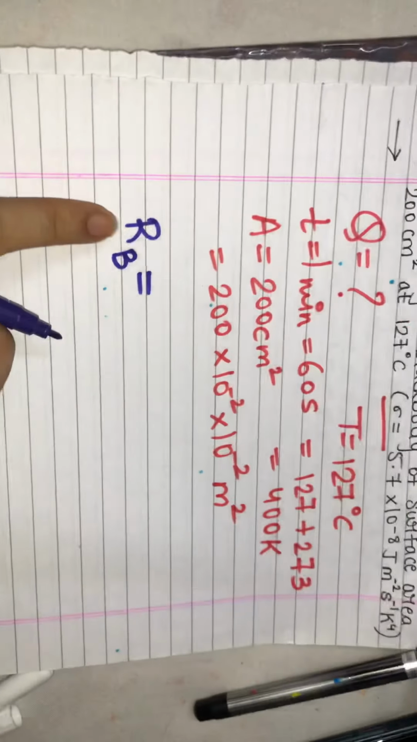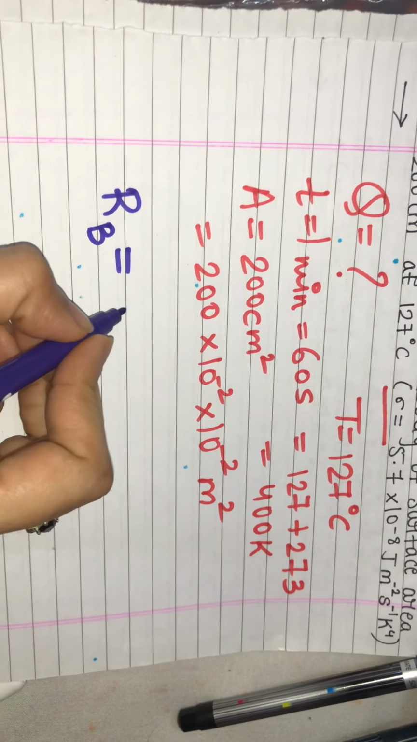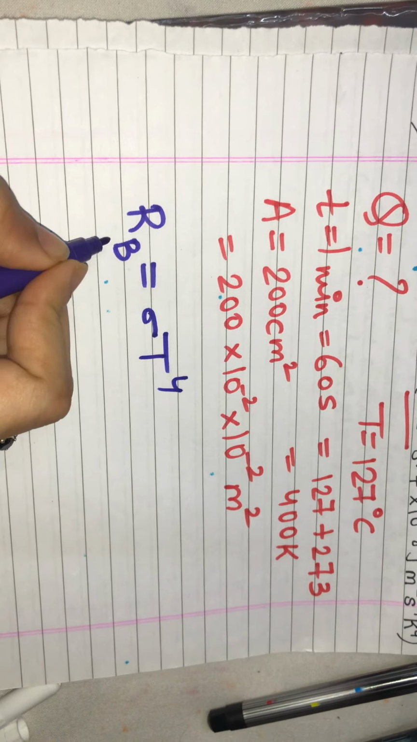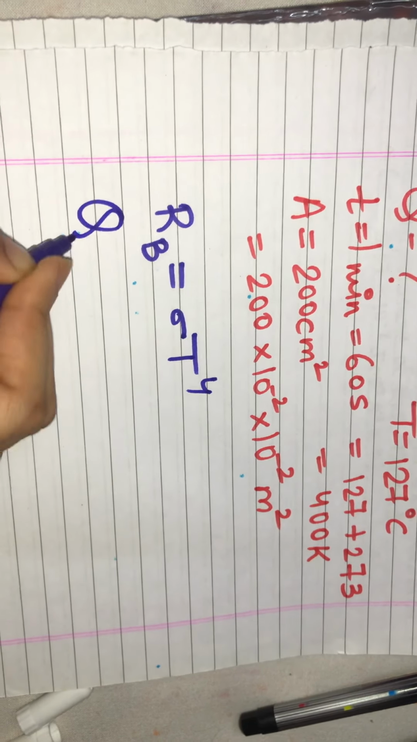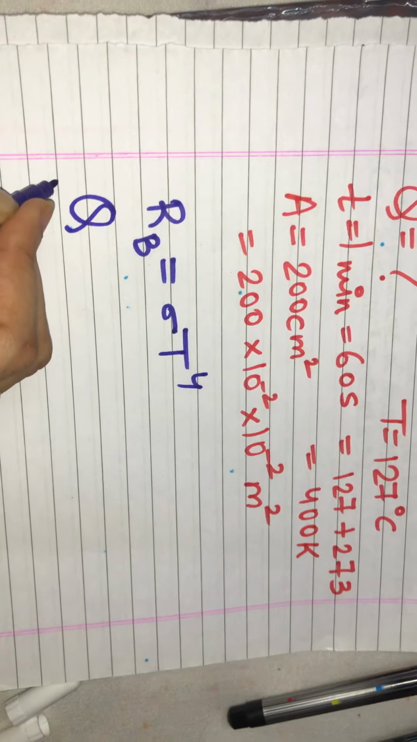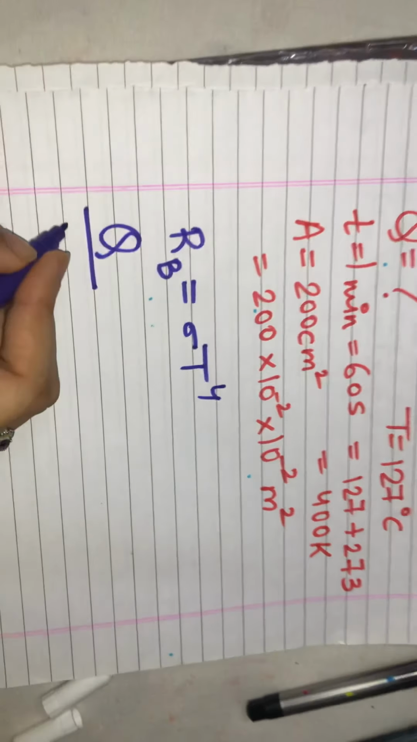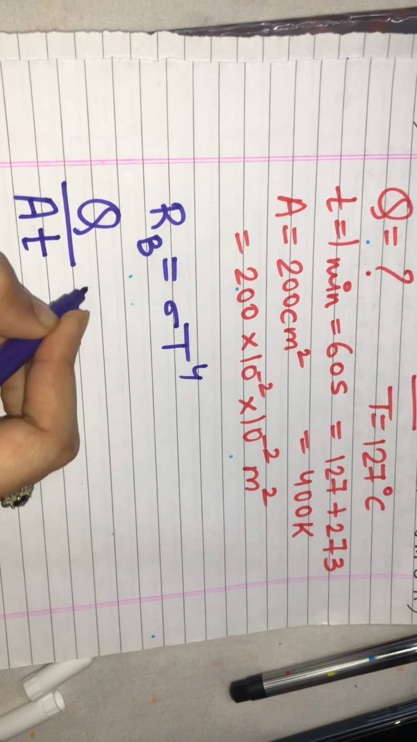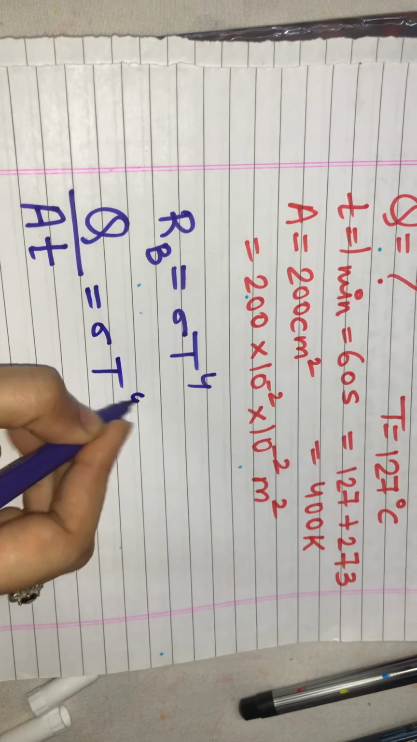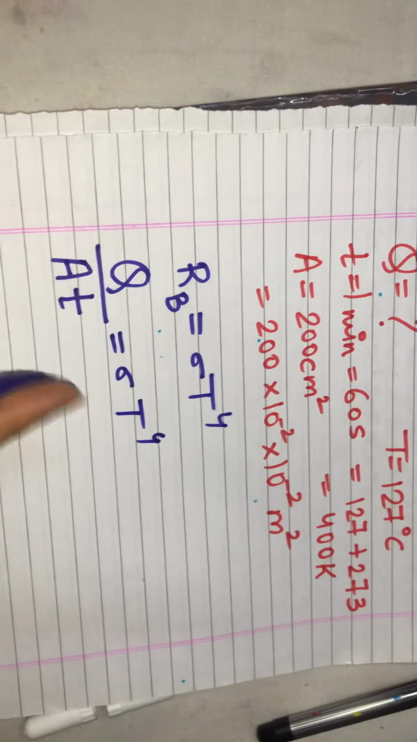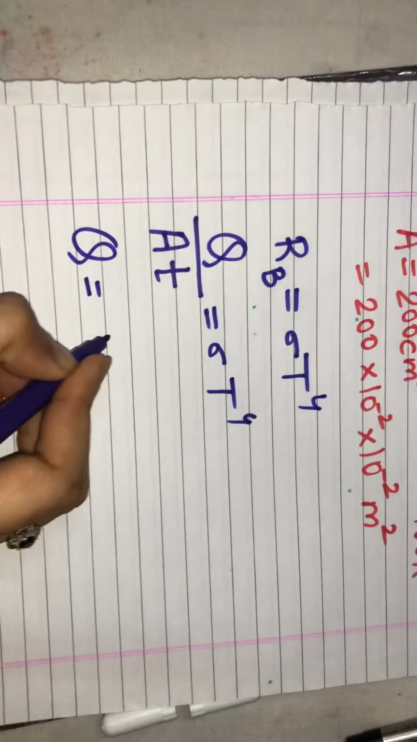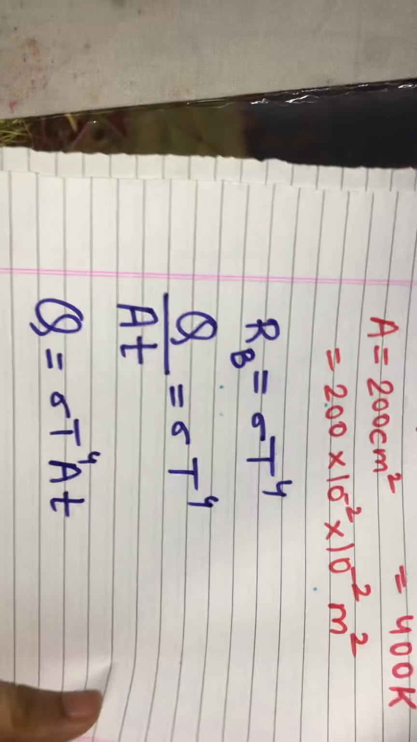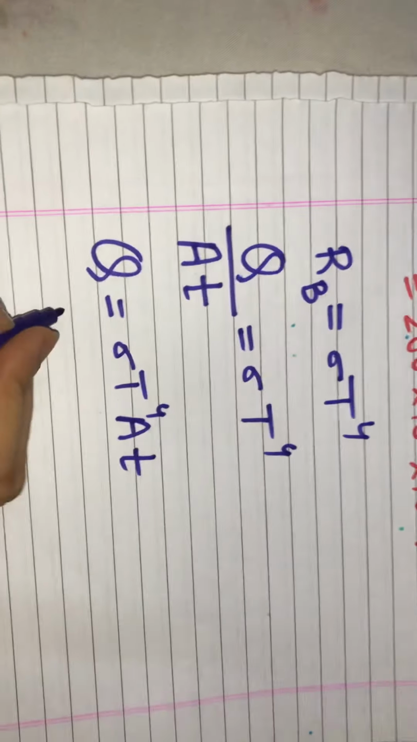Emissive power of the black body is sigma T raised to 4, and this emissive power is nothing but the amount of energy radiated by the body per area per time, equal to sigma T raised to 4. So here Q is sigma T raised to 4 into area into time. We'll just substitute the values.